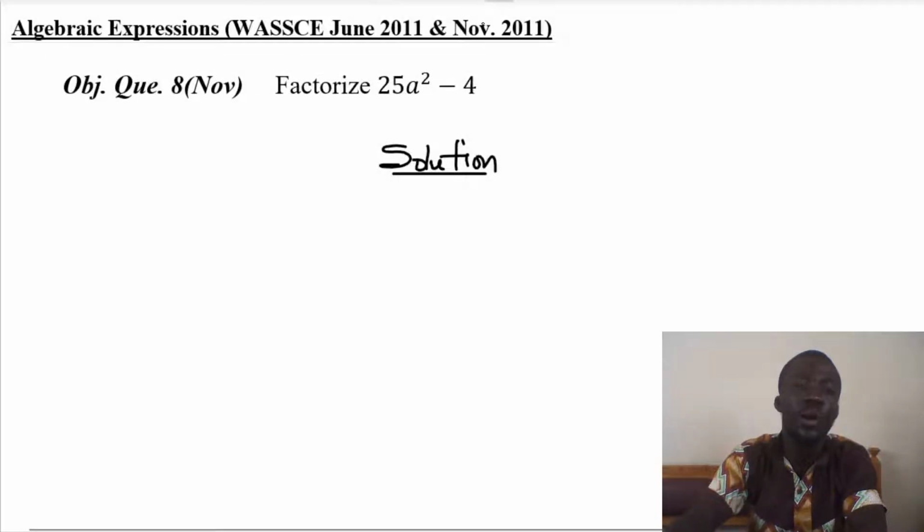Our solution to objective question 8, November, which says we should factorize 25a squared minus 4.